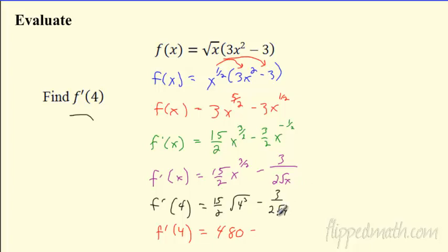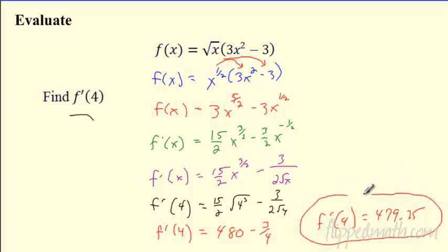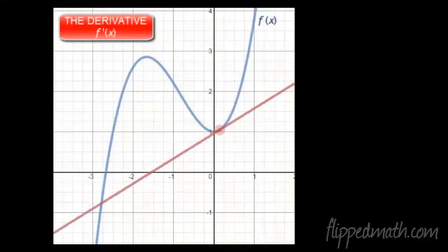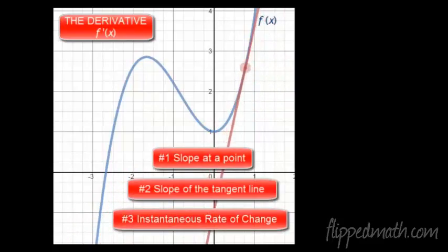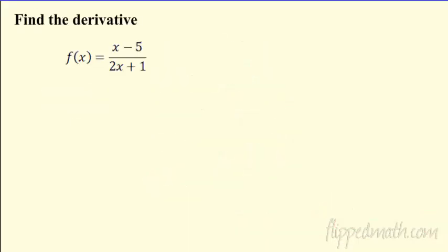On bottom, this would be minus 3 over the square root of 4, which is 2, so 3/4. So the final derivative would be, I'm going to make this a decimal if that's all right, 480 minus the 3/4, 479.25 would be the derivative. And why are we finding derivatives? So the derivative is the slope at a point, it's the slope of the tangent line, and it is the instantaneous rate of change. Excellent. So derivative is so important. So important. All right, so that's the product rule.